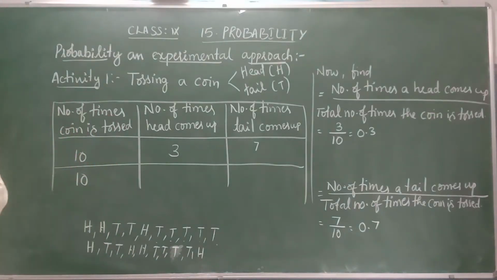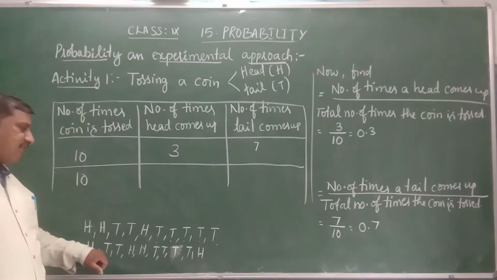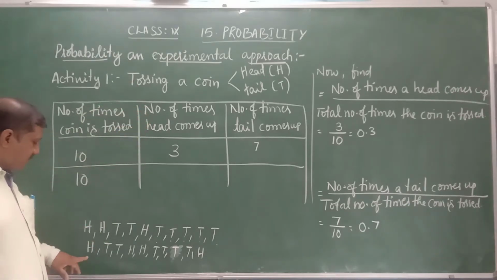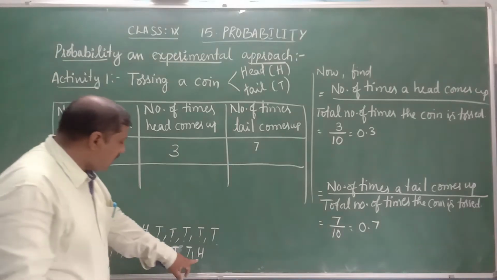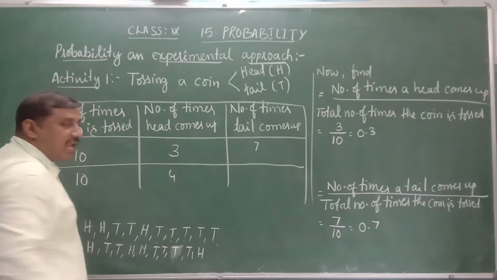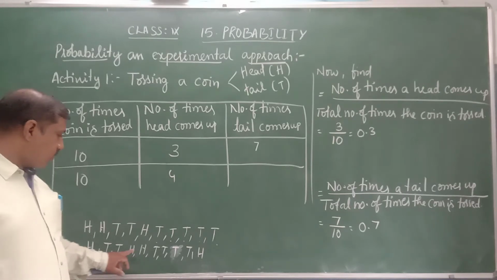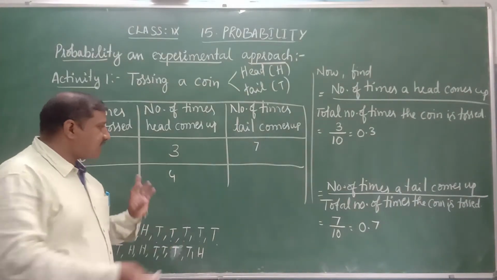Now you list them out after tossing the coin for 10 times and write the number of times head comes up. Count how many times you got head. 1, 2, 3 and 4. Then tail, how many times did we get? It is 6 times: 1, 2, 3, 4, 5 and 6.